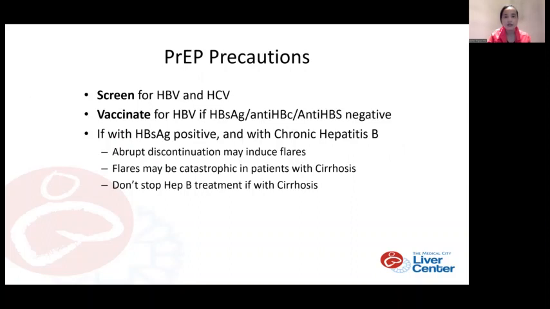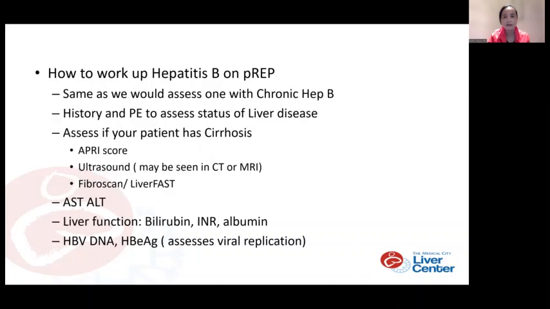So for our pre-exposure prophylaxis precautions, always screen for Hep B and Hep C when you do this. Vaccinate for hepatitis B if still anti-HBs negative. If S antigen is positive with chronic hepatitis B, advise them that abrupt stopping of their PrEP, if they're not on Hep B management yet, could cause flares, and flares may be catastrophic and even fatal in patients with baseline liver cirrhosis. In fact, you should not stop hepatitis B treatment in patients with cirrhosis.